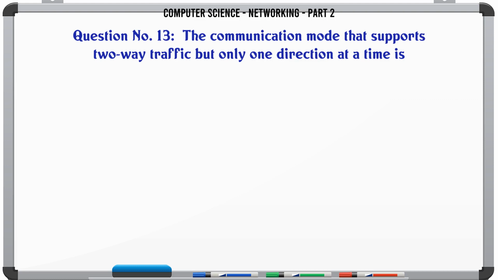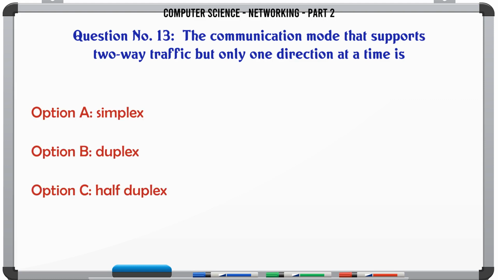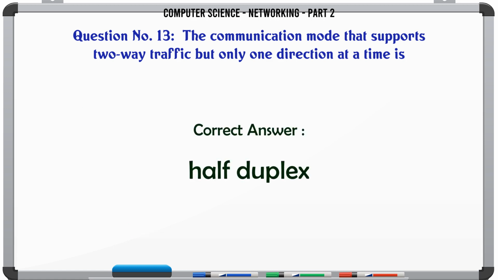The communication mode that supports two-way traffic but only one direction at a time is A. Simplex. B. Duplex. C. Half duplex. D. Multiplex. The correct answer is half duplex.